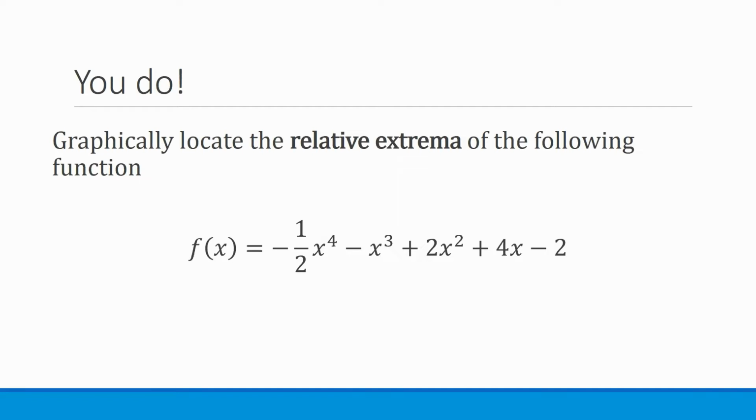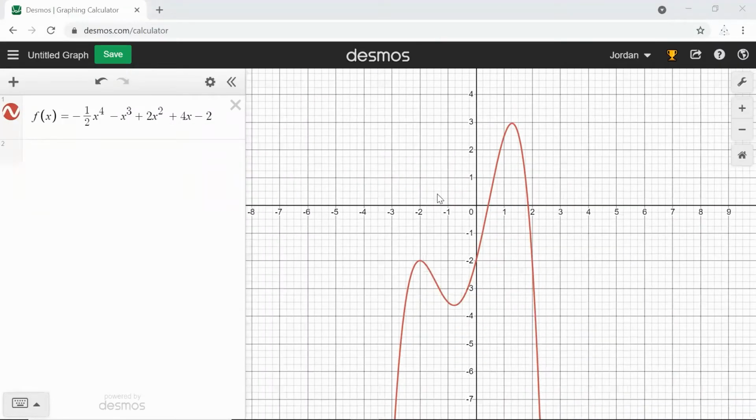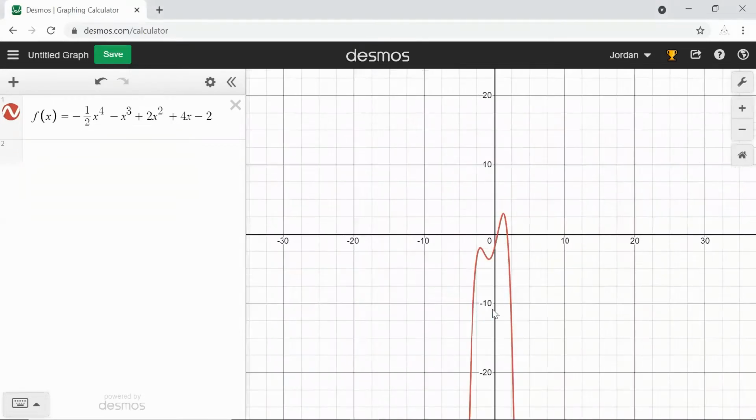So we want to find the relative extrema of the following function. F of x is equal to -1/2 x to the 4th minus x to the 3rd plus 2x squared plus 4x minus 2. I have graphed this function. You can see the behavior of the function here.